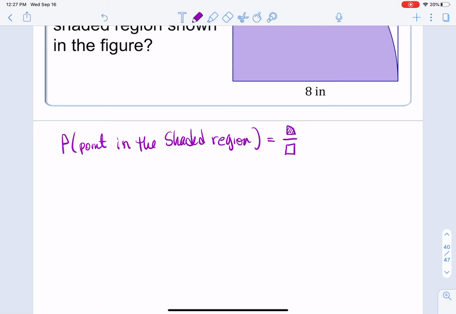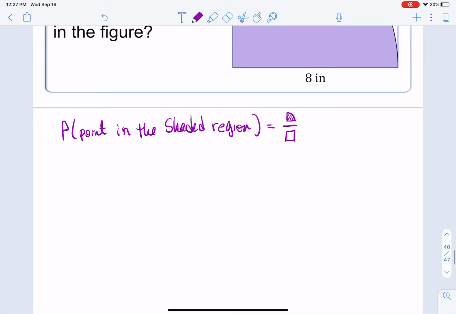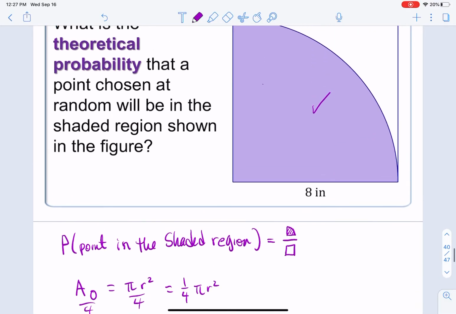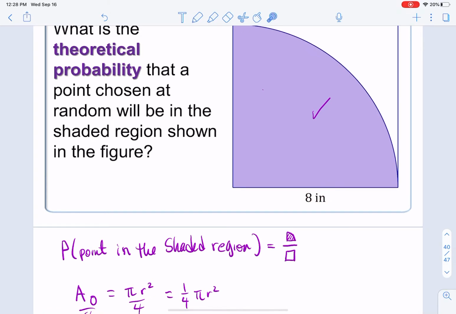As I mentioned, we are talking in terms of area, so let's talk about the areas of each of these shapes. First, the area of a circle, we know as pi r squared. We don't want the whole thing, we just want 1/4 of it. So we could divide by 4, which is the same thing as taking 1/4 of pi r squared. That's going to be pretty easy because we have the radius. Our radius right here is 8 inches.